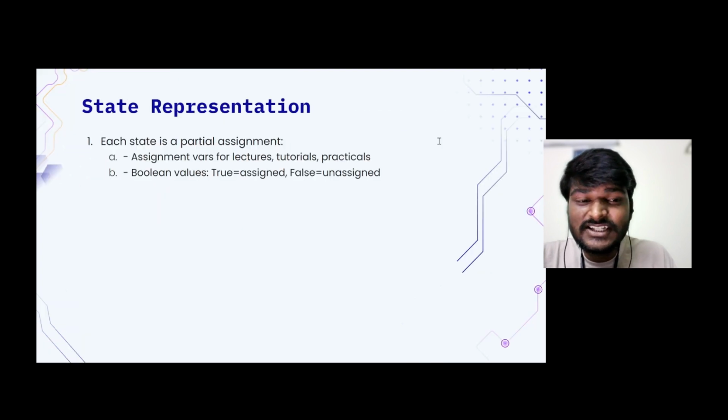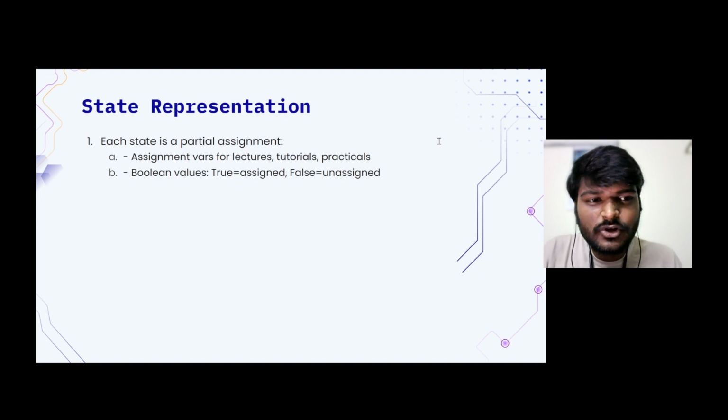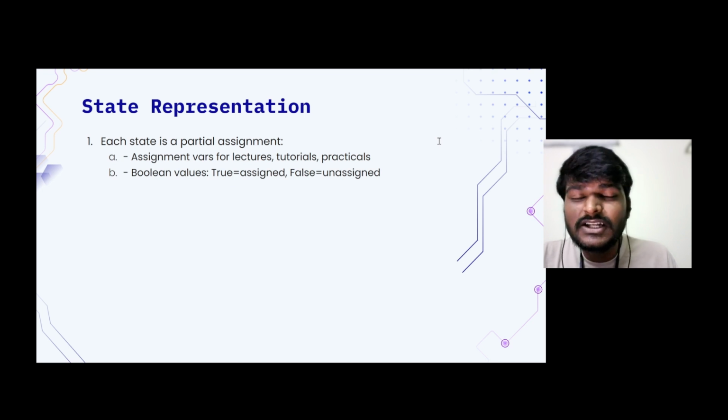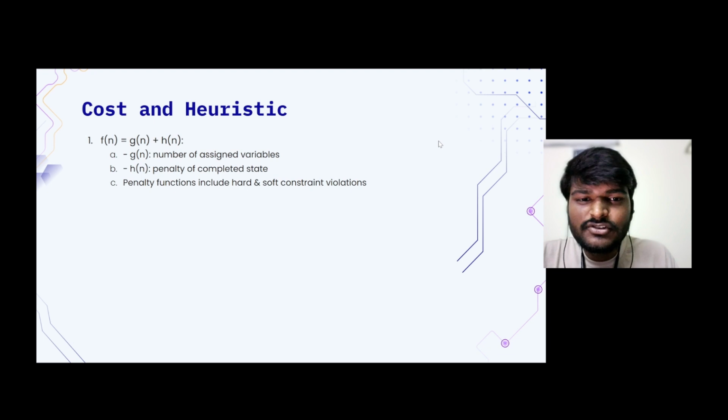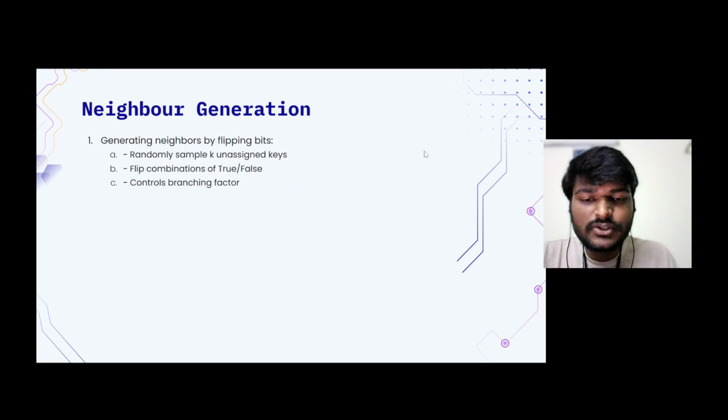Each state is essentially a dictionary of Boolean flags, one flag per possible lecture, tutorial, or practical slot. True means we have assigned that session, false or missing means unassigned. This compact representation lets us flip bits to explore different partial timetables. Cost g(n) is simply the count of assigned sessions, so deeper states have higher g(n) value. Heuristic h(n) is computed by temporarily filling all unassigned slots with false, no session, and summing up penalty functions for hard constraint violations, overlaps and capacity, and soft constraints, gaps and room switches. Combining them balances completeness with quality.